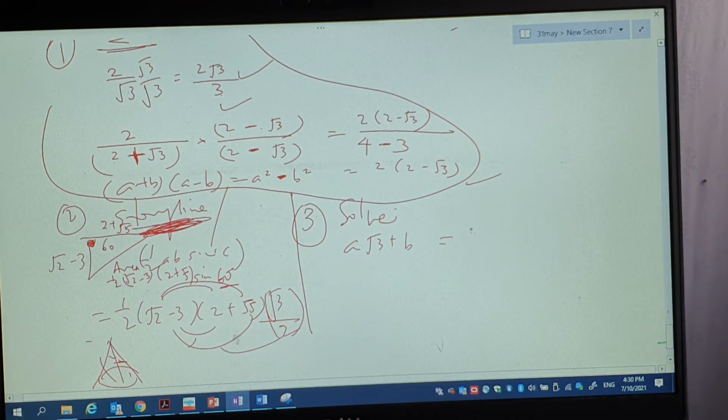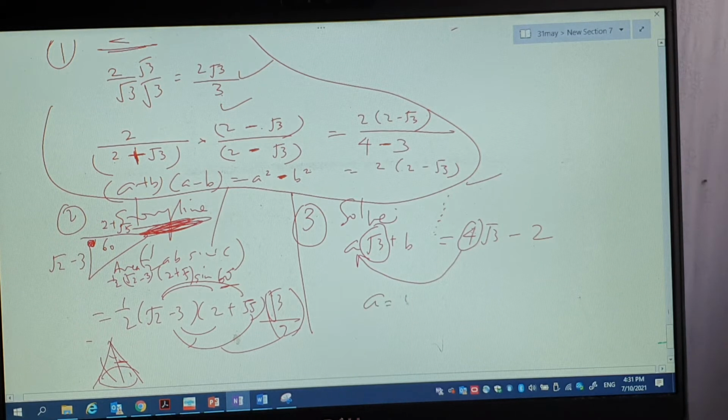The third kind is where they ask you to solve an equation equal to, let's say, 4 square root 3 minus 2. The whole idea, of course it won't be so easy, is you must manipulate until it's a number times square root 3 plus another number. Then you compare the number in front of the same surd, square root 3. So A must be 4, and B must be minus 2. So this is the solving kind of question for surds.